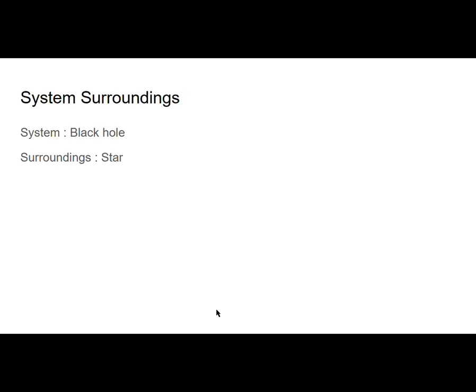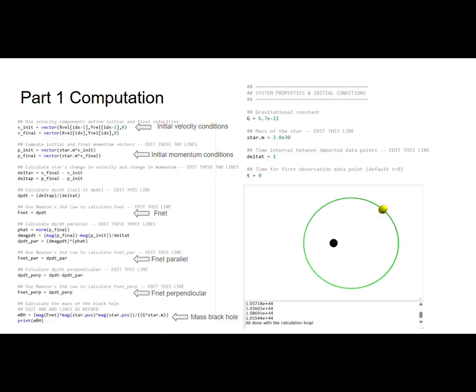For part 1 of the lab, when the sun is orbiting the black hole, we define the system as the black hole and the surroundings as the star. For the computational model of part 1, the most important parts are highlighted with arrows. These include the initial velocity conditions, initial momentum conditions, and net forces in the parallel and perpendicular direction.